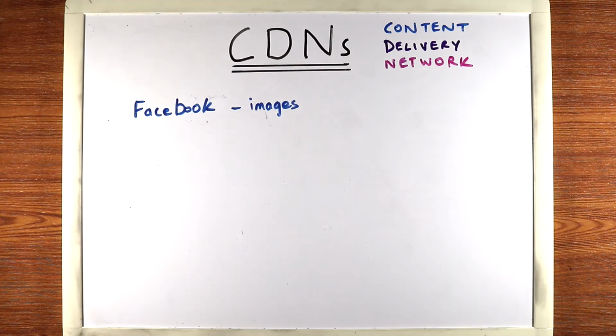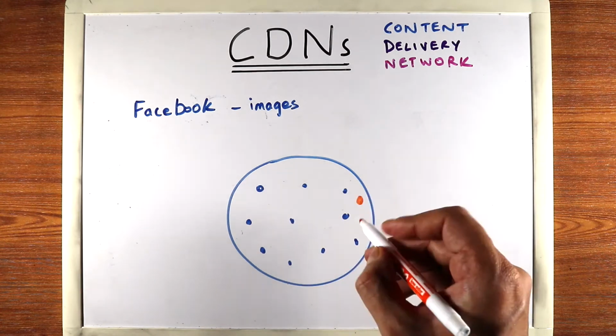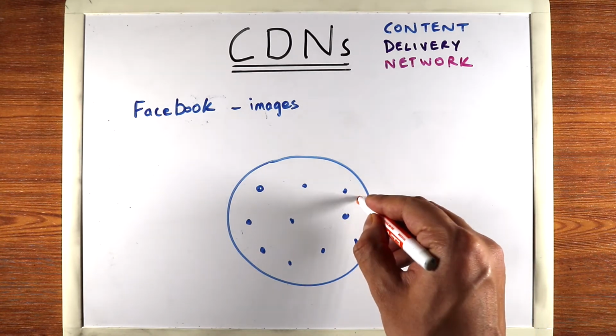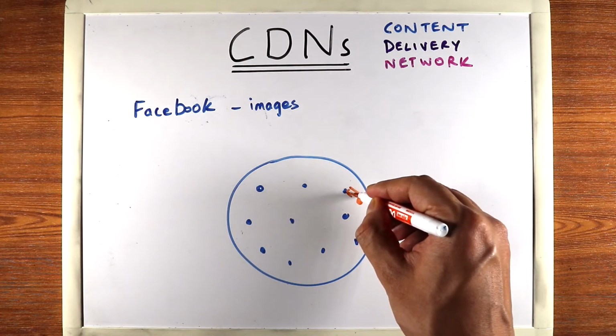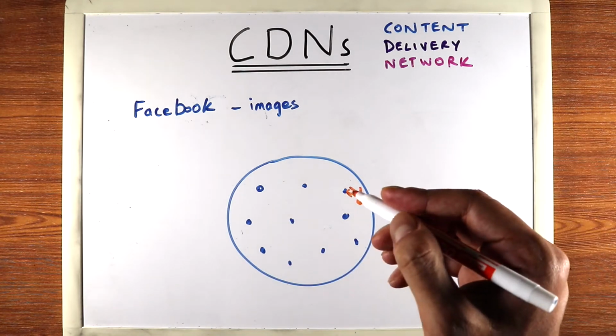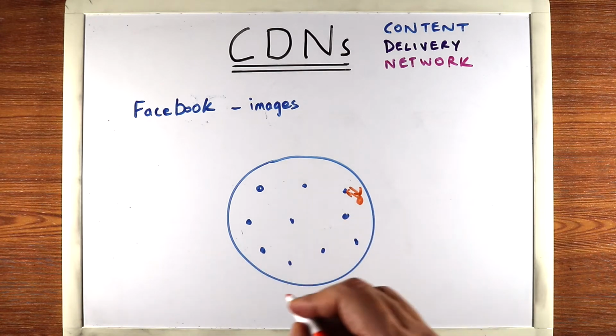What CDNs do is they have servers all over the world. Let's say a user here tries to access an image on Facebook. The user will hit the closest server to them, which will make it much faster to retrieve that image, right? Because the CDN servers are located all over the world, you'll find an image that's closer to you, which will make your requests a lot faster. So it's kind of like a globally distributed cache.